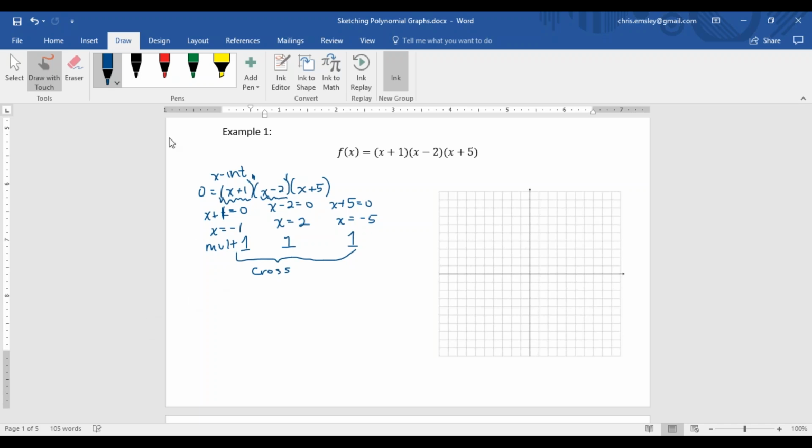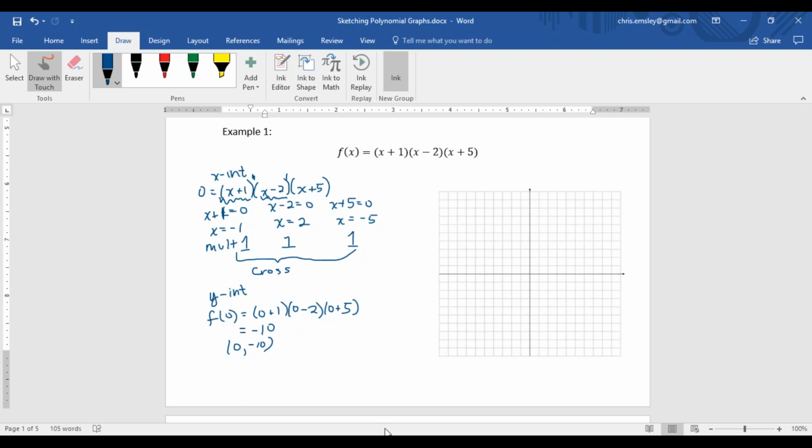Next up, let's look at our y-intercept. Okay, for the y-intercept, we put 0 in place of x. So when we multiply these together, we end up getting -10. So there's our y-intercept, 0, -10.